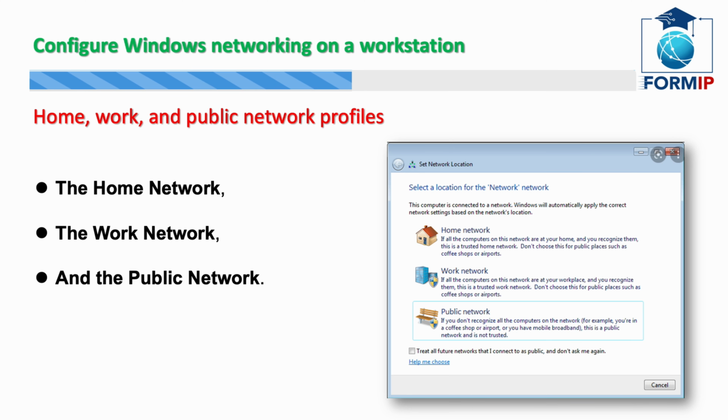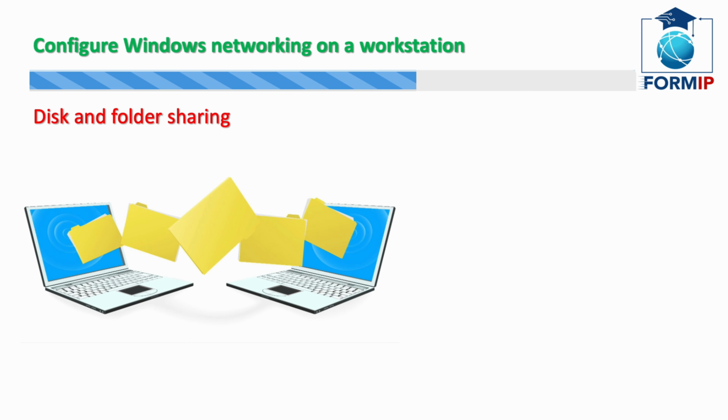And finally, the public network is certainly the most restrictive mode, because if you are in a public place, you certainly wouldn't want everyone on the network to be able to access your computer. That's why this profile locks all shares, so as not to expose your data to other users on the same public network.